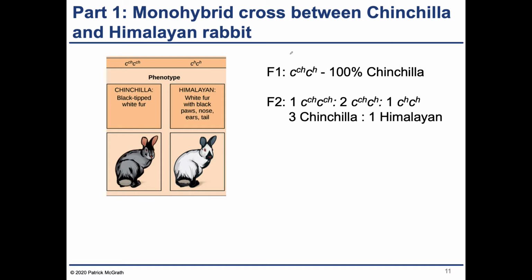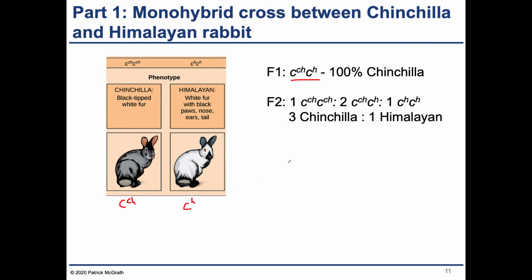So let's say we took a cross between the chinchilla and the Himalayan rabbits, and they're pure breeding. So we know that this rabbit can only produce 1 gamete, and this rabbit can only produce 1 gamete. So the F1 individuals would all be heterozygote, and they would all be 100% chinchilla, because we know chinchilla is dominant over Himalayan. What if we did an intercross?